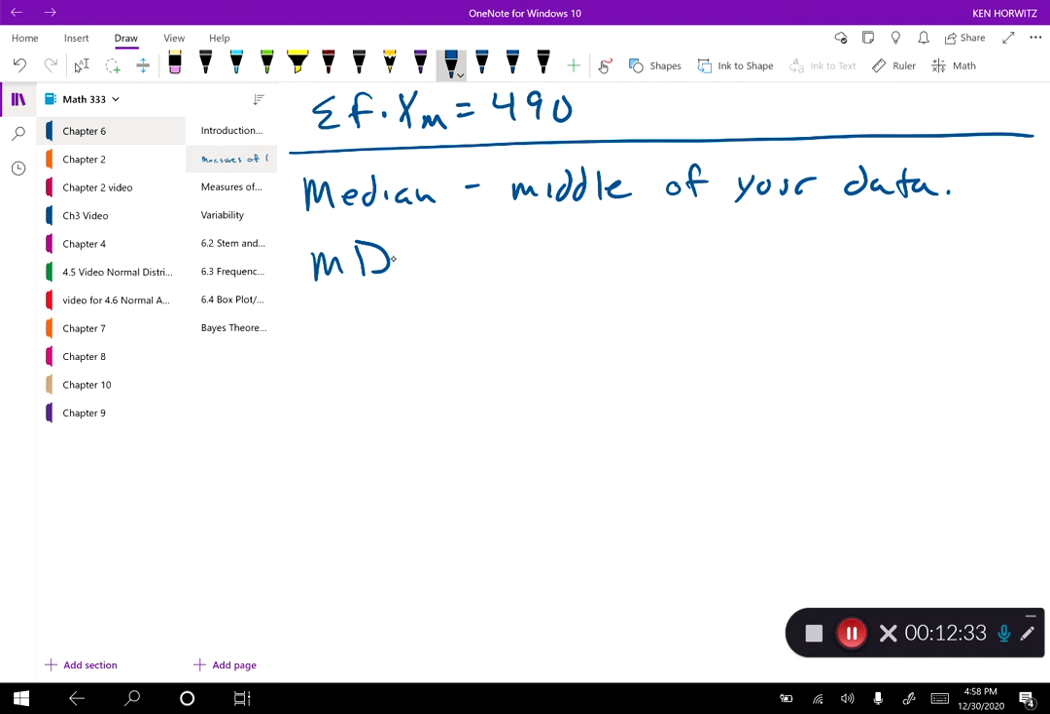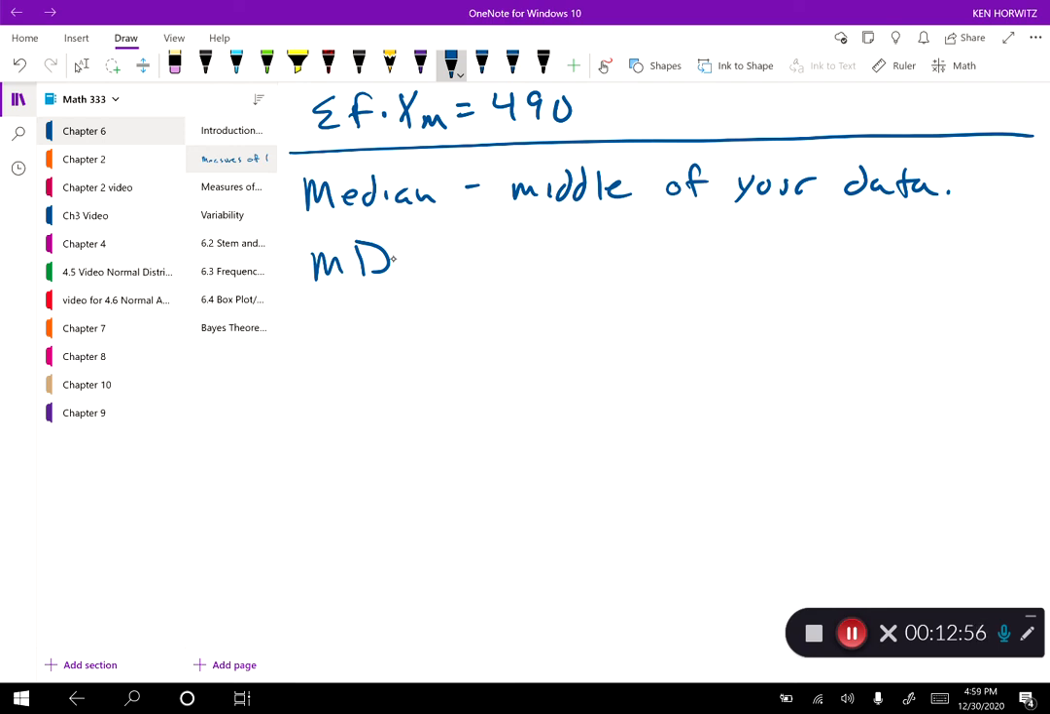If there's an odd number of values in your set, the median is going to be one of your values. However, if there's an even number of data values in your set, you're going to take the two middle values and get the average, and that will be your median.